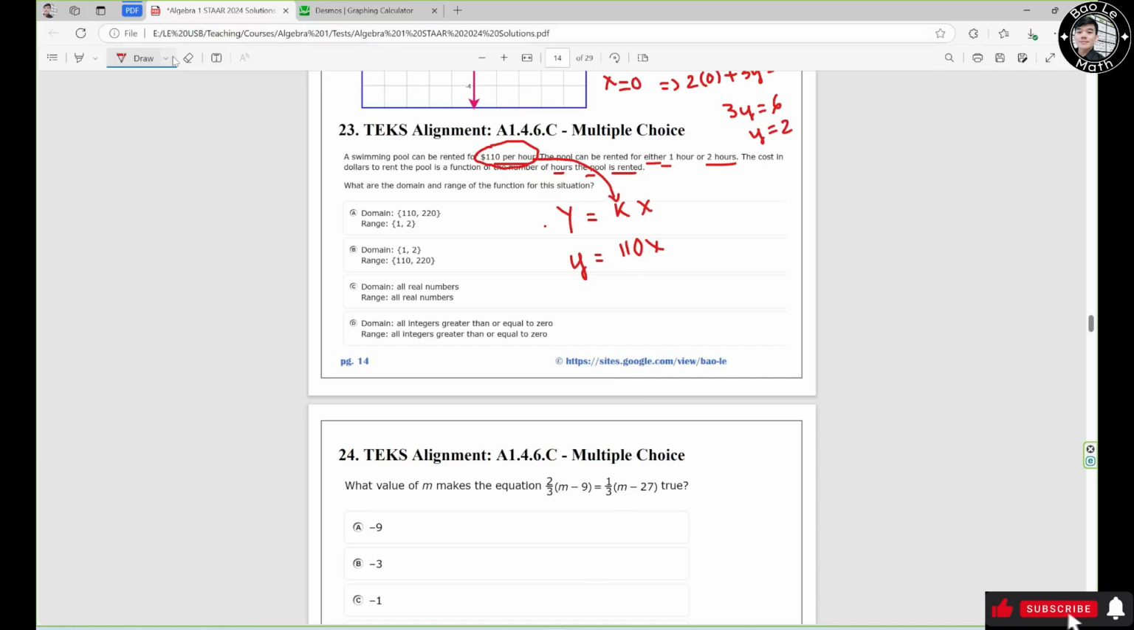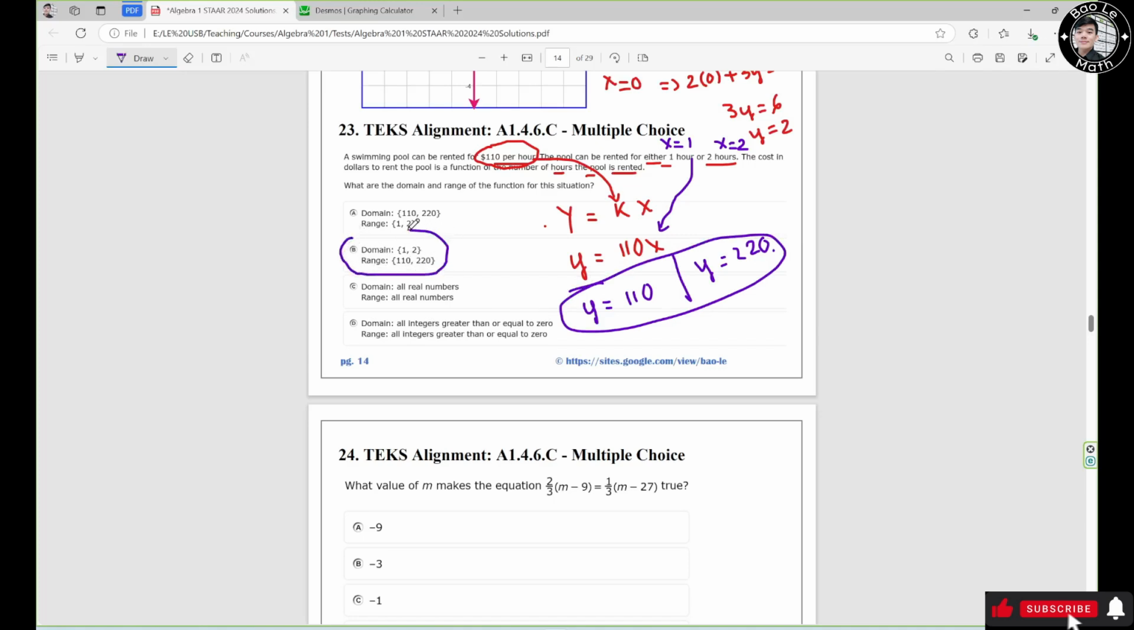Now they give you two values of s right here. s equals 1 or s equals 2, and this is the domain. So the domain should be 1 and 2. We substitute 1 and 2 for s into this equation right here. So you have y equals 110 times 1, which is 110. Now we substitute 2 for s into this one, so y equals 2 times 110, which is 220. So this is the range. The domain is 1, 2, the range is 110 and 220, so the answer should be B.